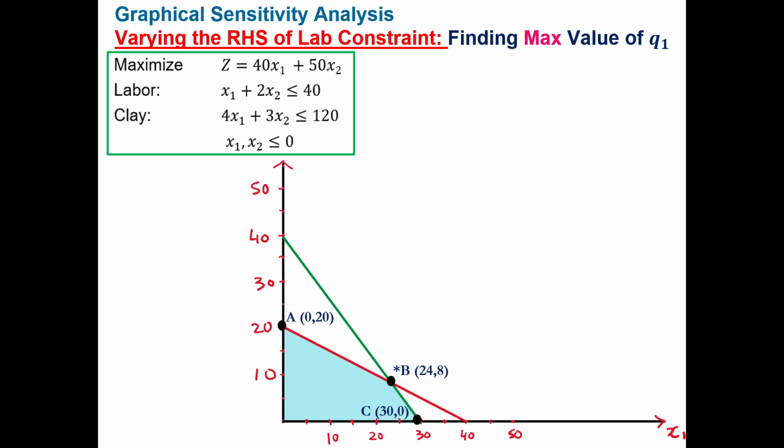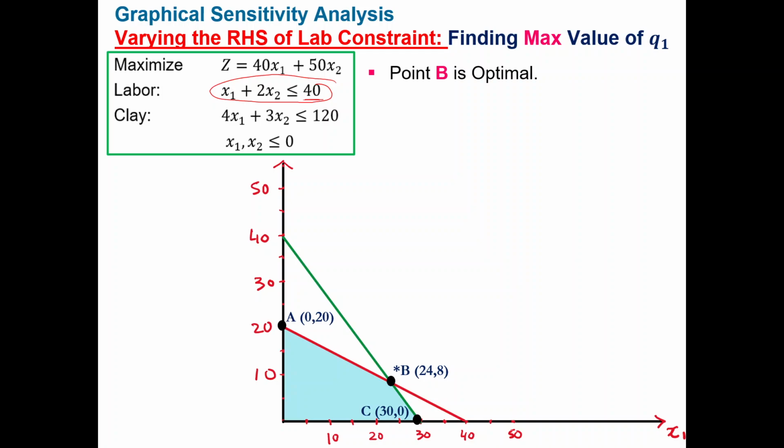So in the first phase, we want to find the sensitivity range of the labor constraint. This is our labor constraint. Originally we were given 40 hours. We want to see how much we can increase the number of hours and still end up with the same solution structure.